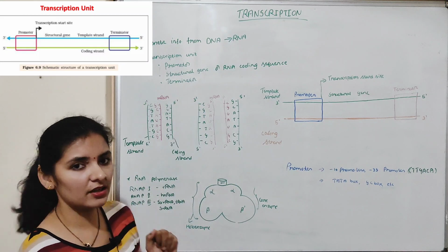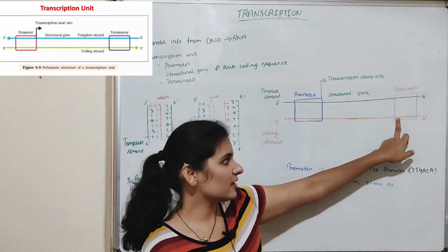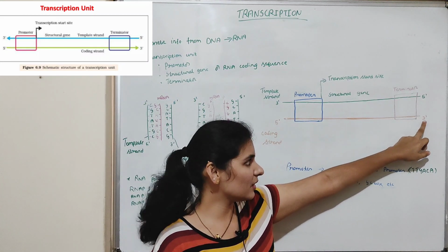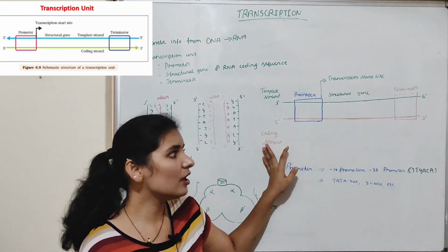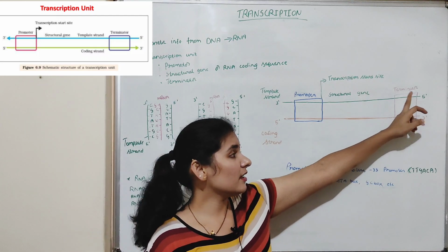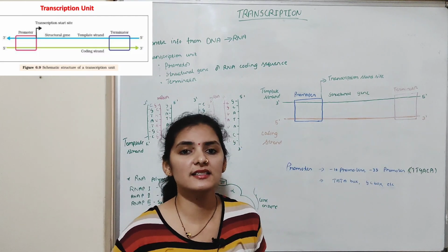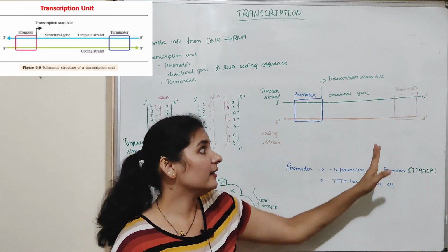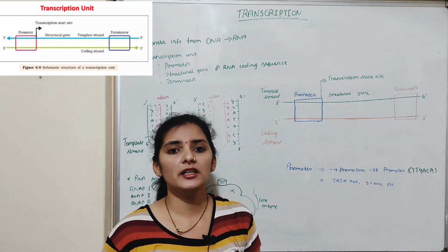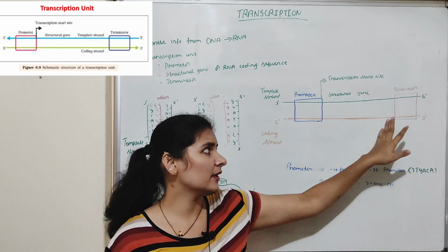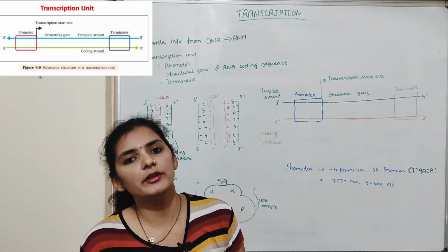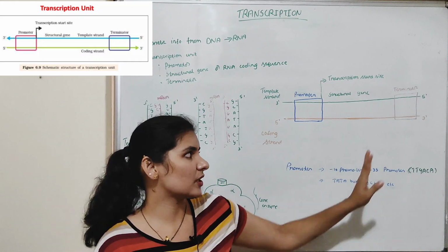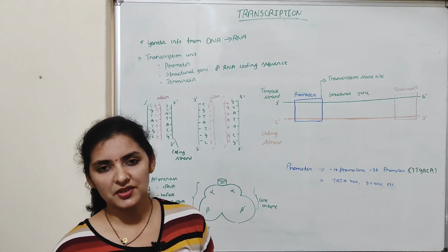Third one is terminator region. Terminator region is a sequence of DNA that is present towards the 3' end of the structural gene, or it is present towards the 3' end of the coding strand. This terminator sequence is a sequence that signals the termination, and transcription will stop only after this terminator sequence is copied to RNA. Once this terminator sequence is copied to the RNA strand, it stops the transcription process. So that is about the transcription unit.